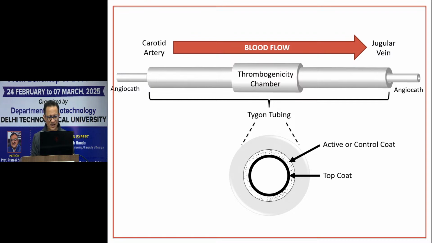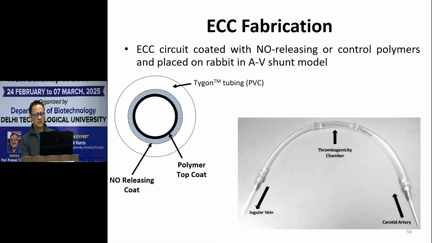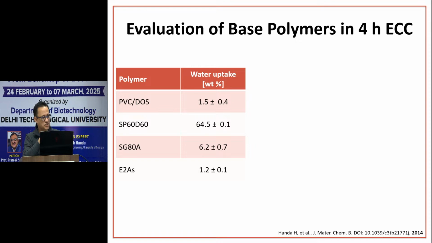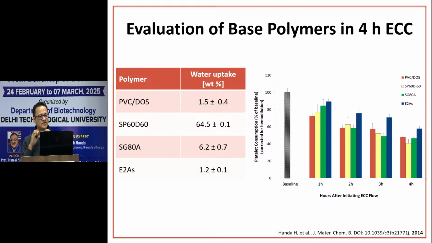Let me go a little bit back for this study. A few years ago in 2014, first we wanted to see, forget the NO donor, what is the best polymer that is most hemocompatible by itself. So we did a 4-hour ECC study where we saw that E2AS polymer, that is a copolymer of silicone rubber and a polyurethane, was the best.